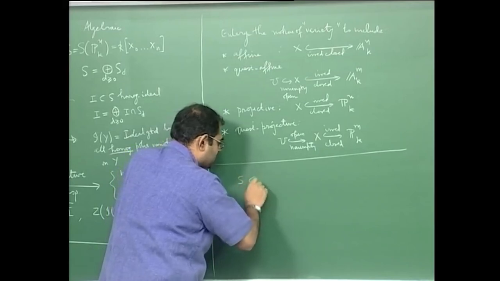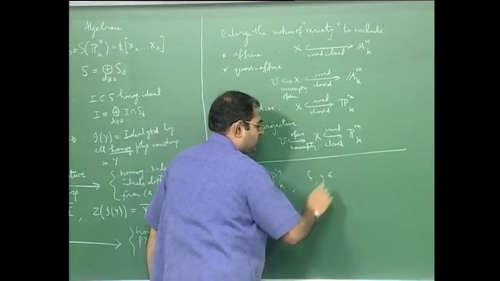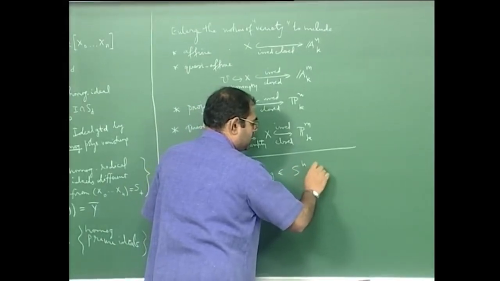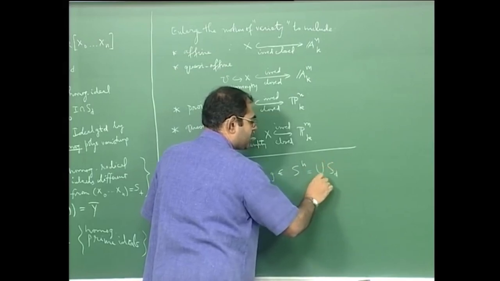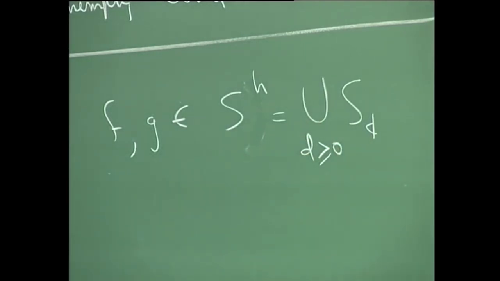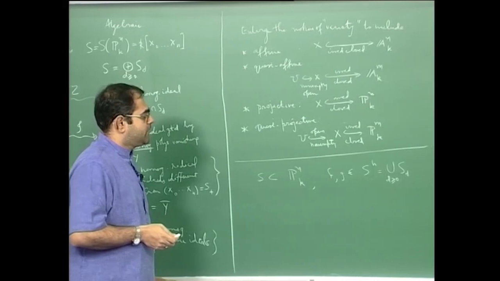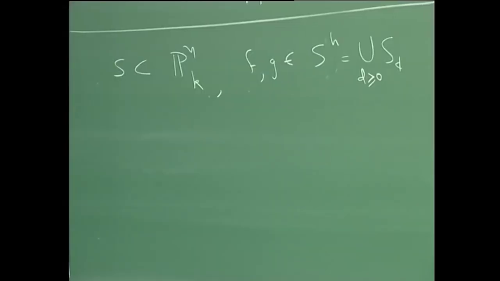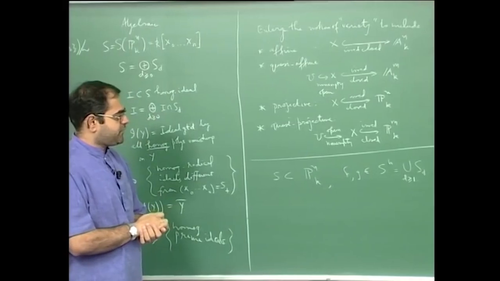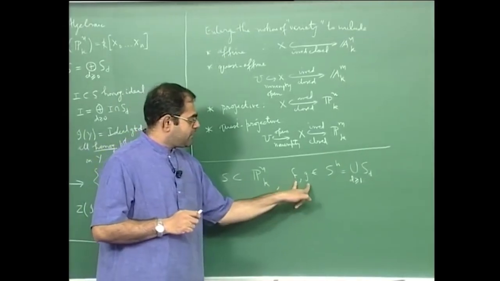Suppose you have a subset S in projective space. And you take F and G in S super H, the union of all the S_d, d greater than or equal to 0. Let me take d greater than or equal to 1. Let me not take non-zero constants. So I'm taking two homogeneous polynomials.